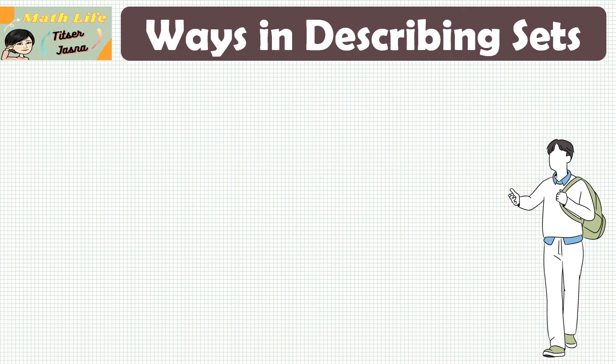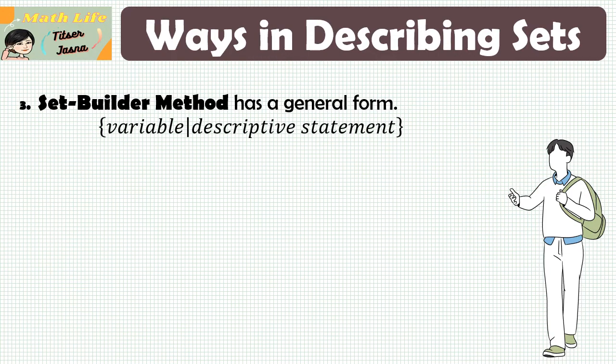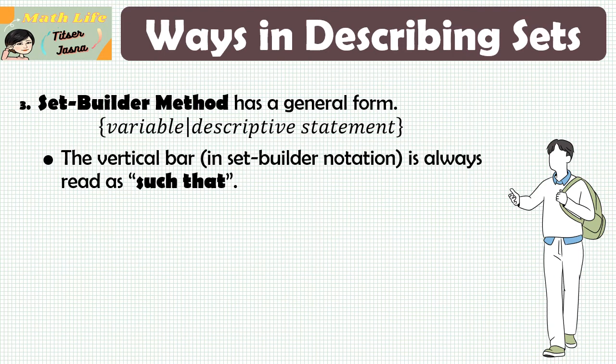And the last way of describing a set is the set builder method. The set builder method has a general form. Remember the general form? We have the brace, variable, vertical bar, descriptive statement, and enclosed again by a brace. The vertical bar in the set builder notation is always read as "such that." So we're going to read this straight line as "such that."